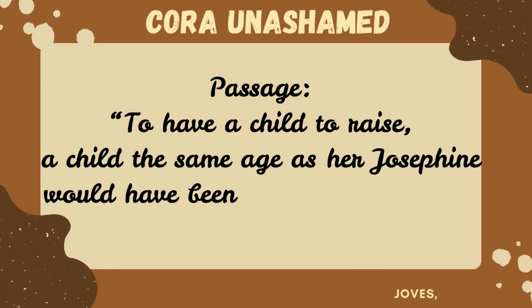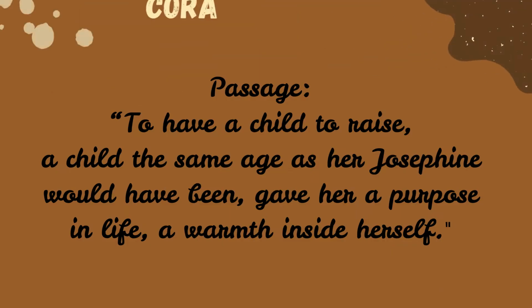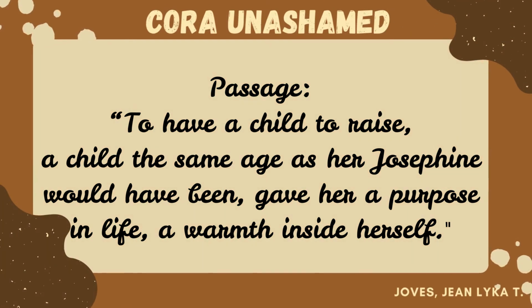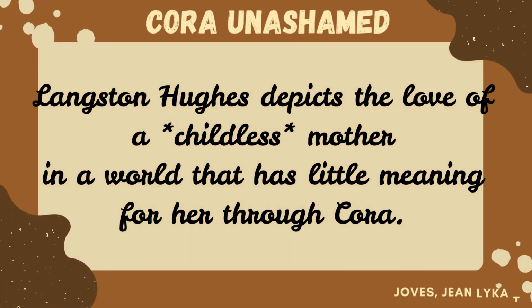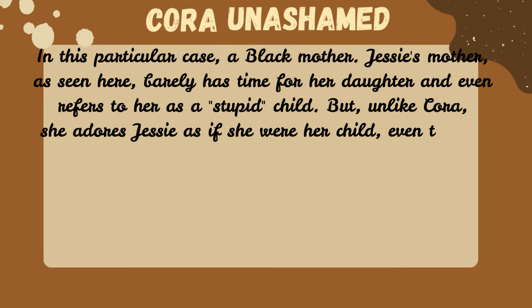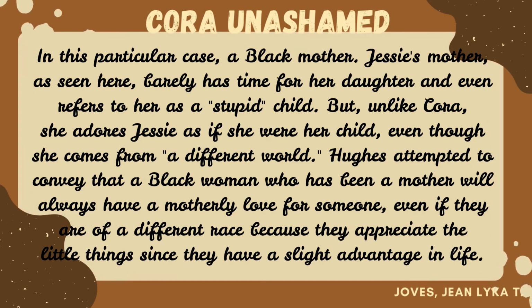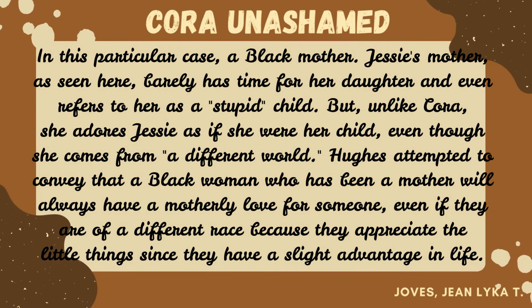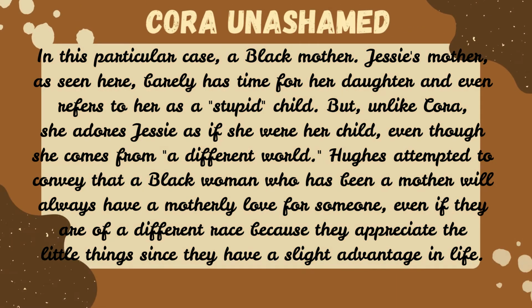To have a child to raise, a child the same age as her Josephine would have been, gave her a purpose in life, a warmth inside herself. Langston Hughes depicts the love of a childless mother in a world that has little meaning for her through Cora. In this particular case, a Black mother, Jessie's mother, barely has time for her daughter and even refers to her as a stupid child. But unlike her, Cora adores Jessie as if she were her own child even though she comes from a different world.